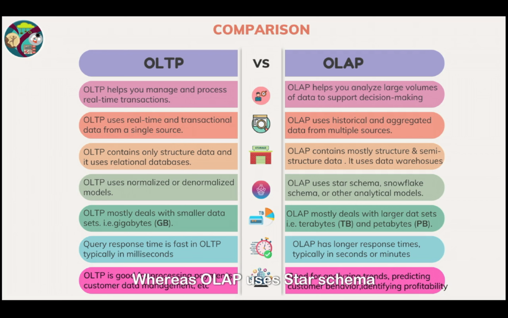Whereas OLAP uses star schema, snowflake schema, or other analytics models. So in OLAP, you cannot do that much level of normalization. OLAP systems are recommended for analytics purposes, right? So you can expect data duplication and all. So mostly we'll use facts and dimensional modeling, enterprise data warehouse modeling, or the data vault model. These are the data modeling techniques we'll use in OLAP systems. We will discuss this more as part of our data warehouse series.